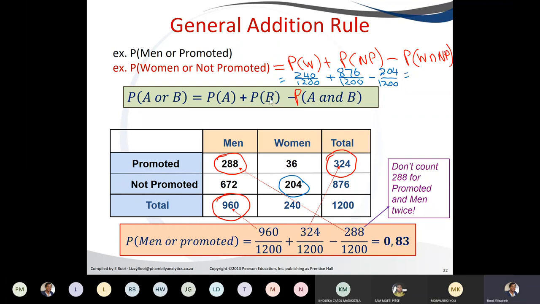which gives us 240 plus 876 minus 204, which is 912 divided by 1,200, which gives us 0.76. Happy?